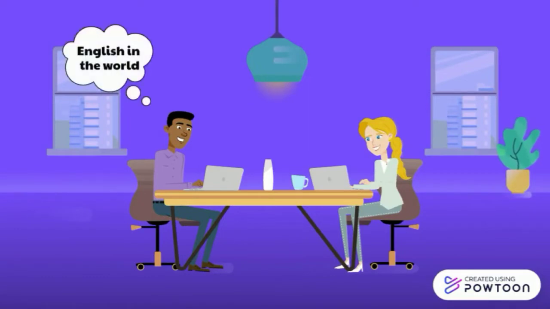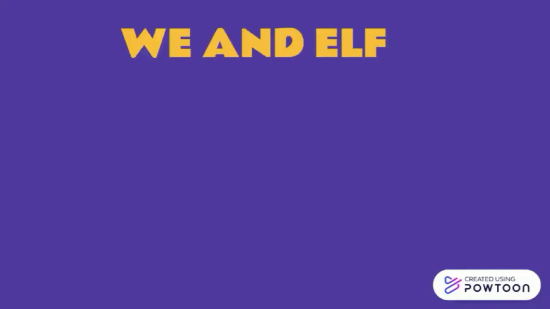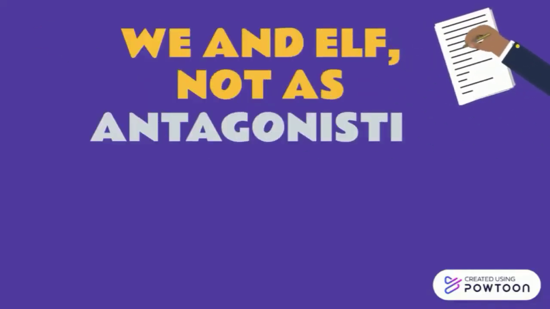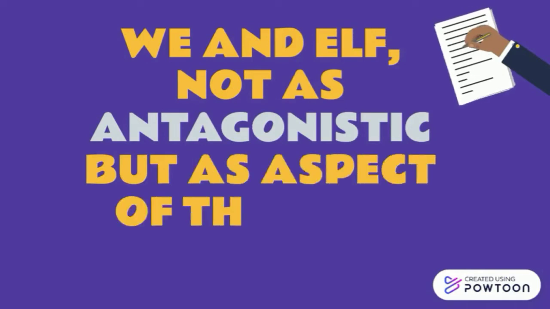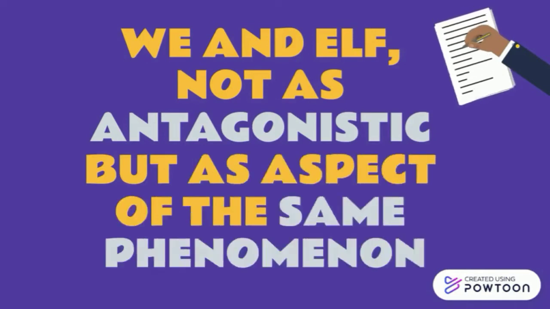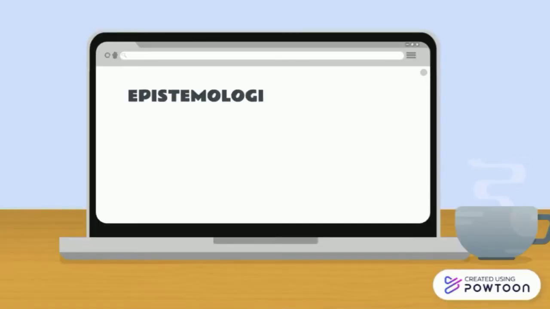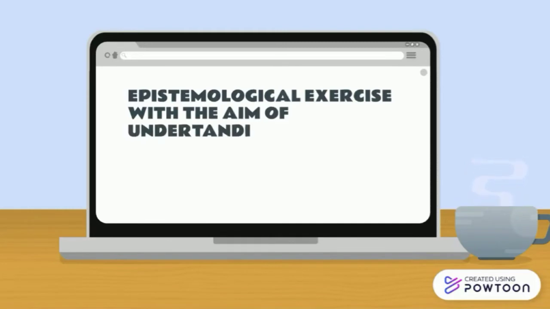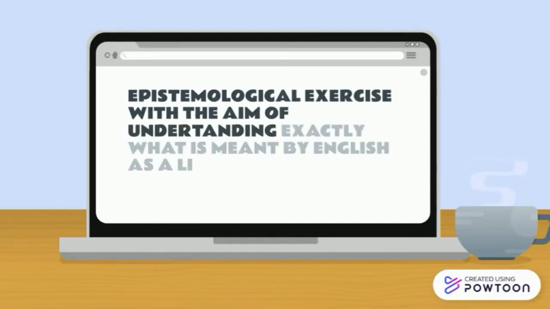In English in the World, the authors articulate positions in favor of descriptions of English as a lingua franca, and see WE and ELF not as antagonists, but as aspects of the same phenomenon, namely the existence of varieties in use of English outside and beyond English as a native language that need to be granted full recognition. So, in this part, Saraceni would like to do an epistemological exercise with the aim of understanding exactly what is meant by English as a lingua franca. And he has two motives to do that.